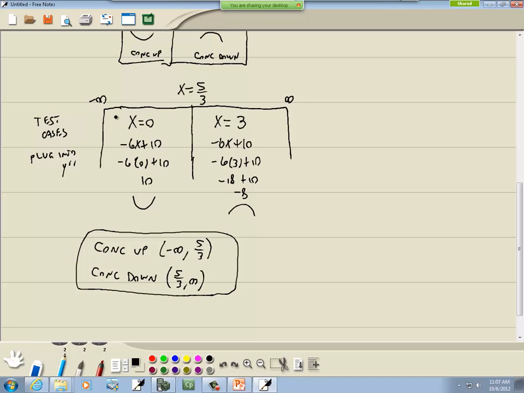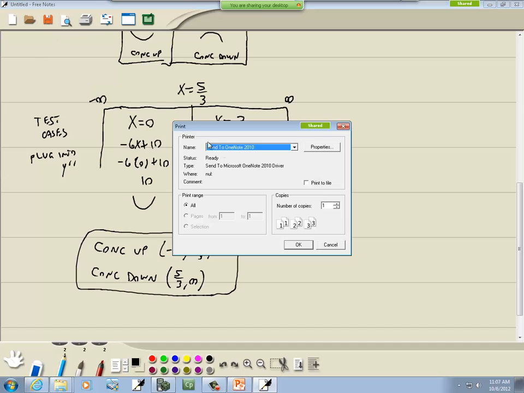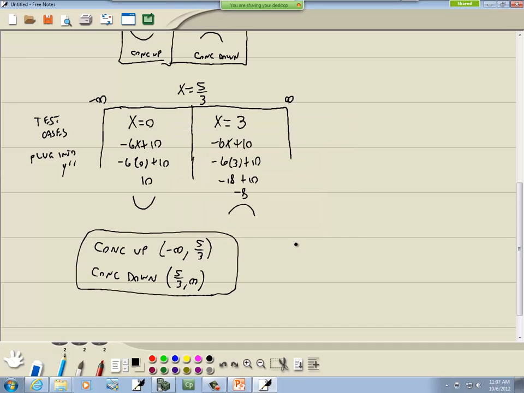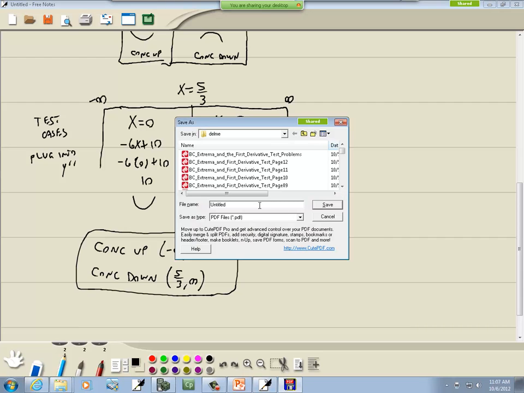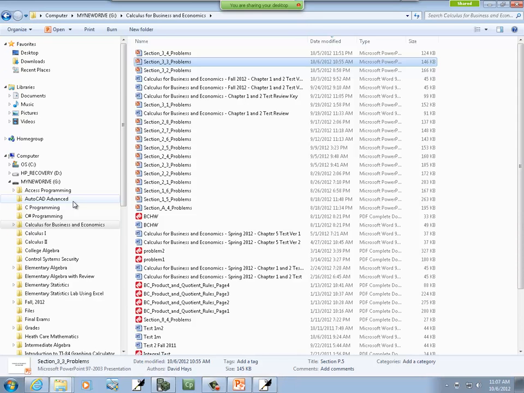This is concavity and the second derivative test. So let me save this. Concavity and second derivative test. Page 01. There we go.